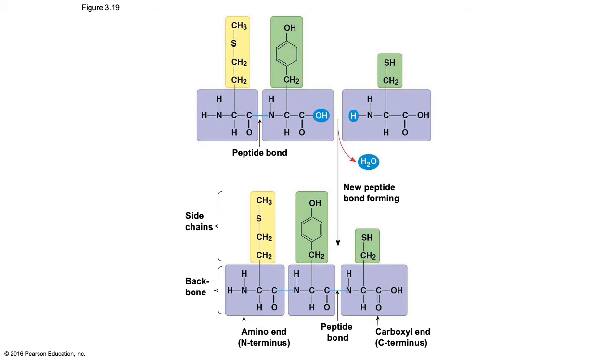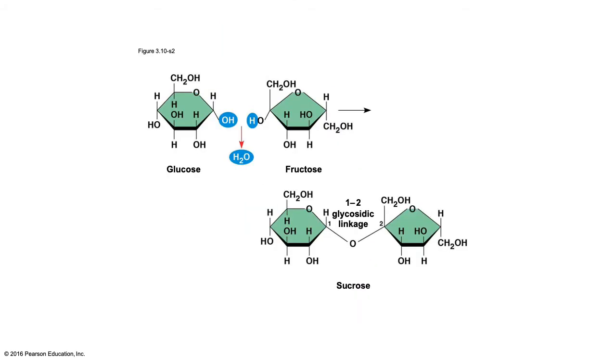And then here is an image of glucose and fructose, those 2 monomers, getting combined through a dehydration reaction into sucrose, that disaccharide. Glucose has a hydroxyl group on one side, and there's a hydrogen on fructose there. They get combined into a water molecule, and that makes sucrose. And in sugar, we call it a glycosidic linkage or bond.